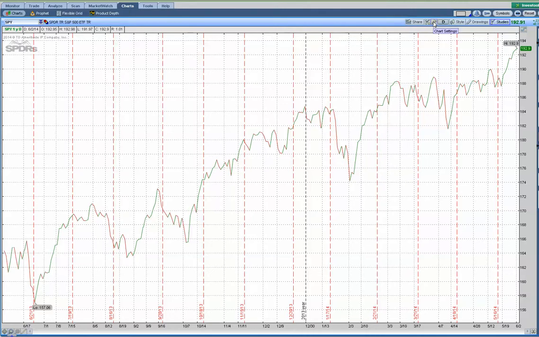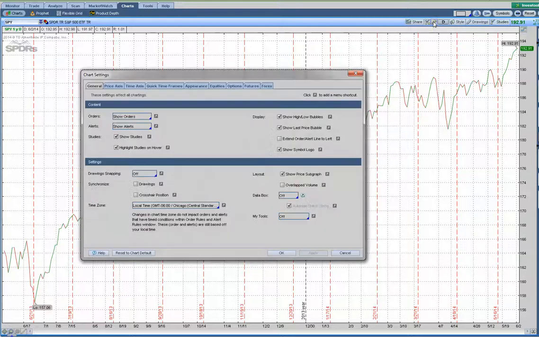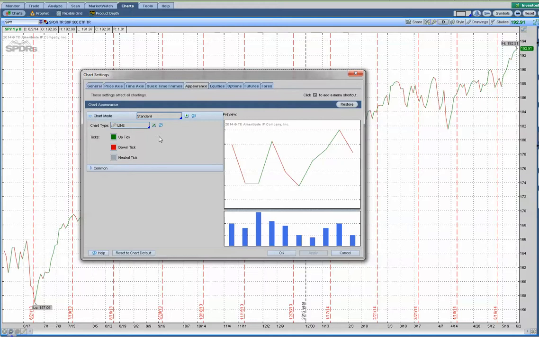The D stands for daily. It's what we're looking at on the chart right now. Chart settings. We're going to leave everything alone for the moment except appearance. For looking at trends, sometimes the line chart, in its simplicity, helps us more easily see what the real trend of an underlying is.